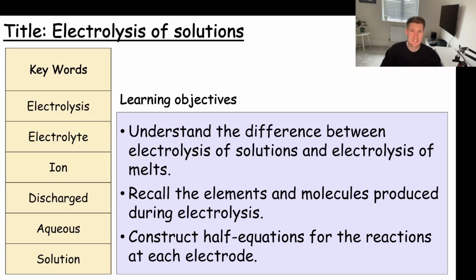Hi guys, in today's video we're going to look at the electrolysis of solutions, arguably the most complex part of electrolysis. The reason it's difficult is because it's in solution, meaning there are multiple ions present, multiple positive ions and multiple negative ions. So it's really tricky to decide what ion goes where. But hopefully in today's video we'll clear that up for you.